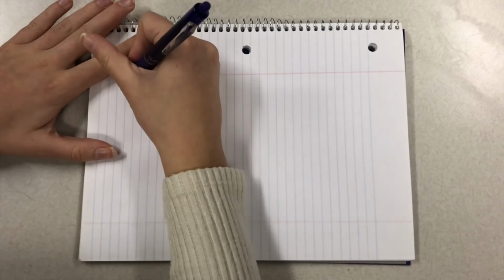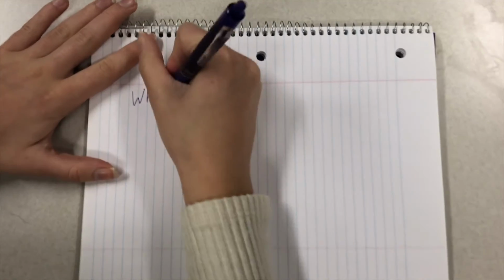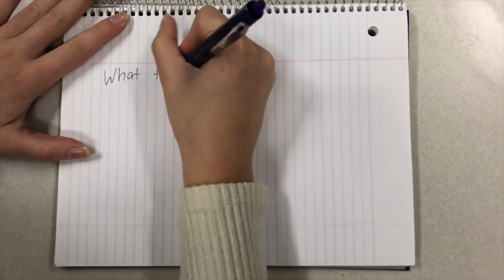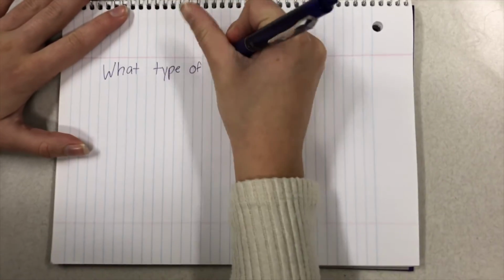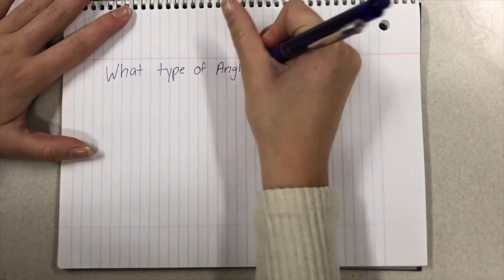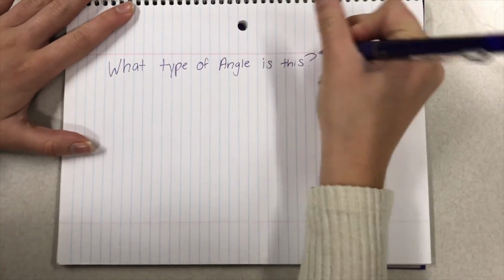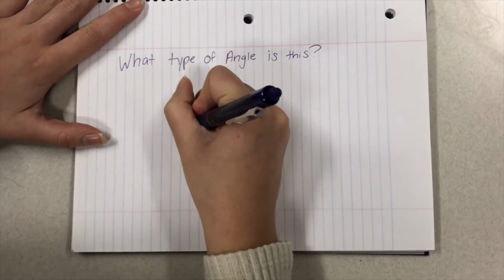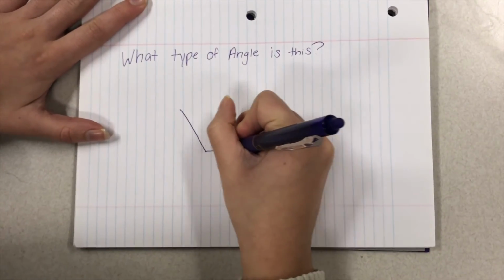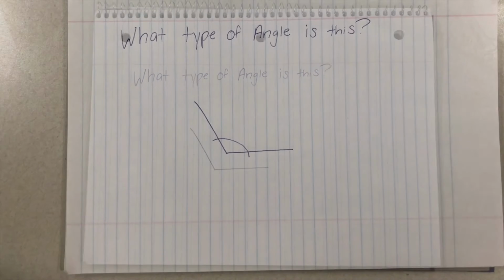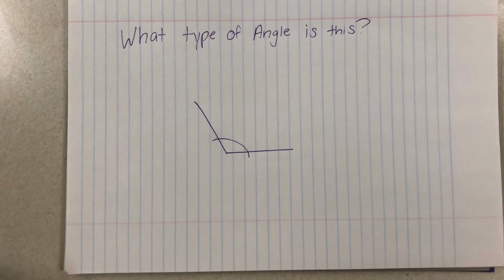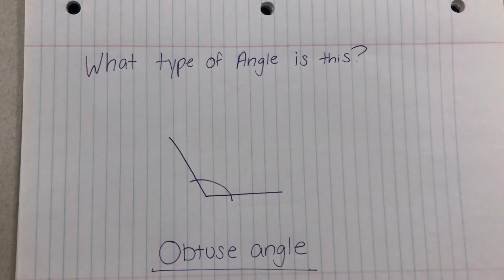Now finally, on our last one, we have to guess if this is an obtuse, acute, or right angle being drawn in the video. What type of angle do you think this is? This is an obtuse angle because it's less than 180 degrees and more than 90 degrees.